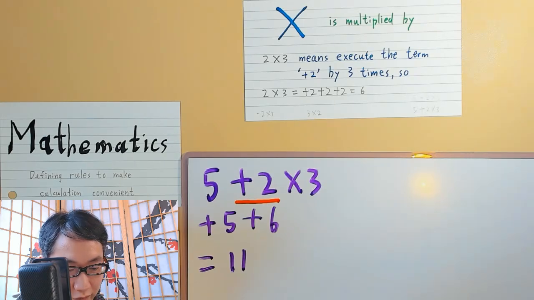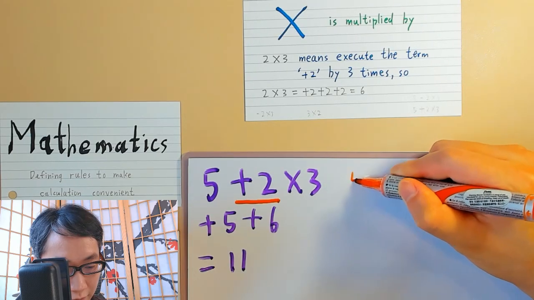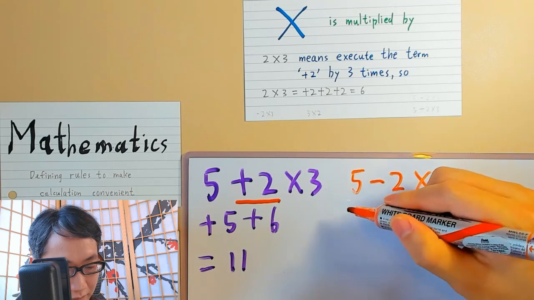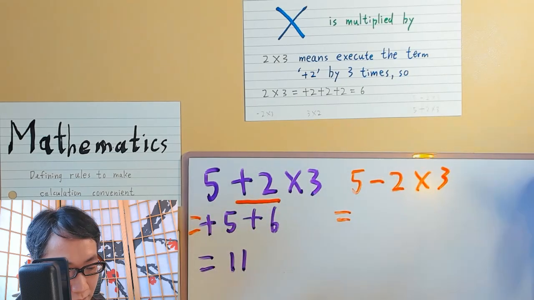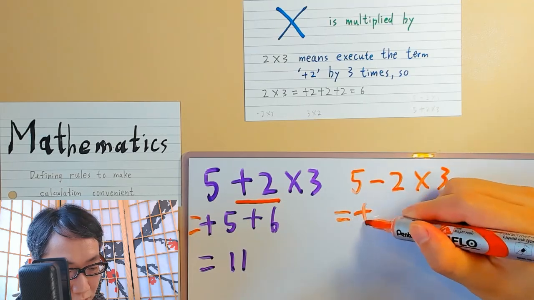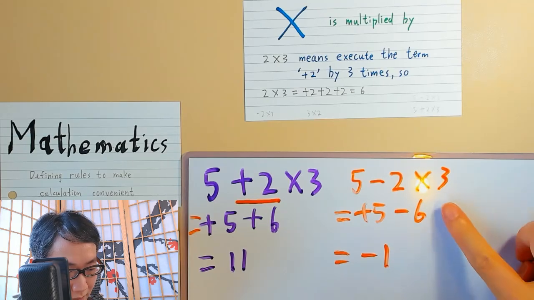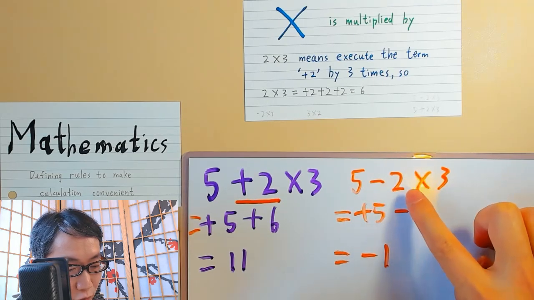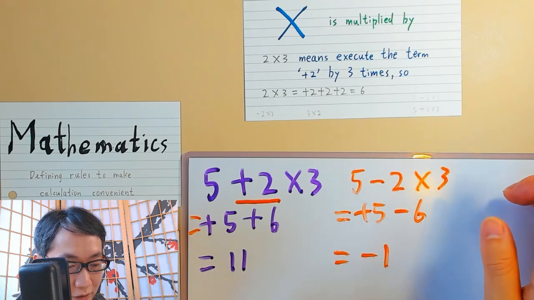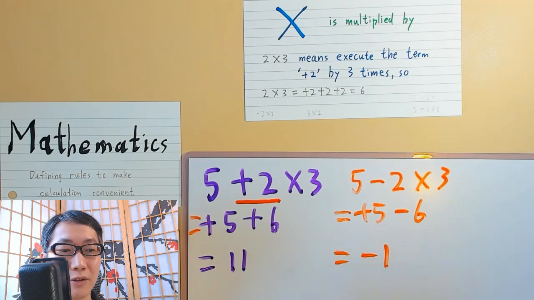Another example, what if this is a negative 2? So let's see, we have 5 plus negative 2 times 3. Similarly, we know this is a negative 6, so positive 5, negative 6, and then negative 1. This times 3 means do this negative 2 three times. Not anything else, just this negative 2. So that's why we have negative 1 here.